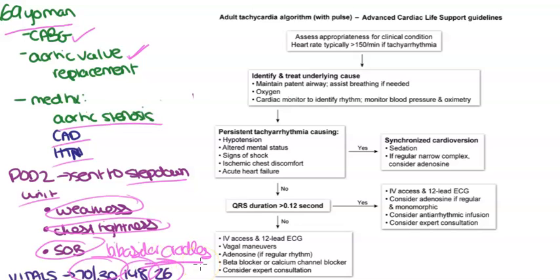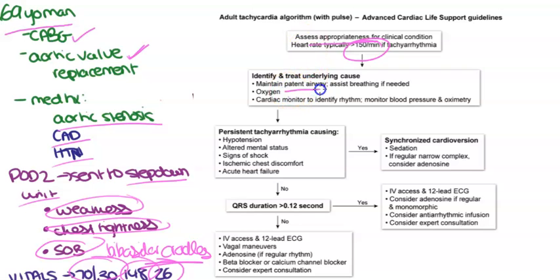So initially, you want to think, what do you do in a person who has a pulse, but they have, and it's an adult with tachycardia. So this is the ACLS guidelines. And then you start off looking at the appropriateness of the clinical condition. And then you want to look at the heart rate, which is typically greater than 150 if it's a tachyarrhythmia. You want to treat and identify an underlying cause.